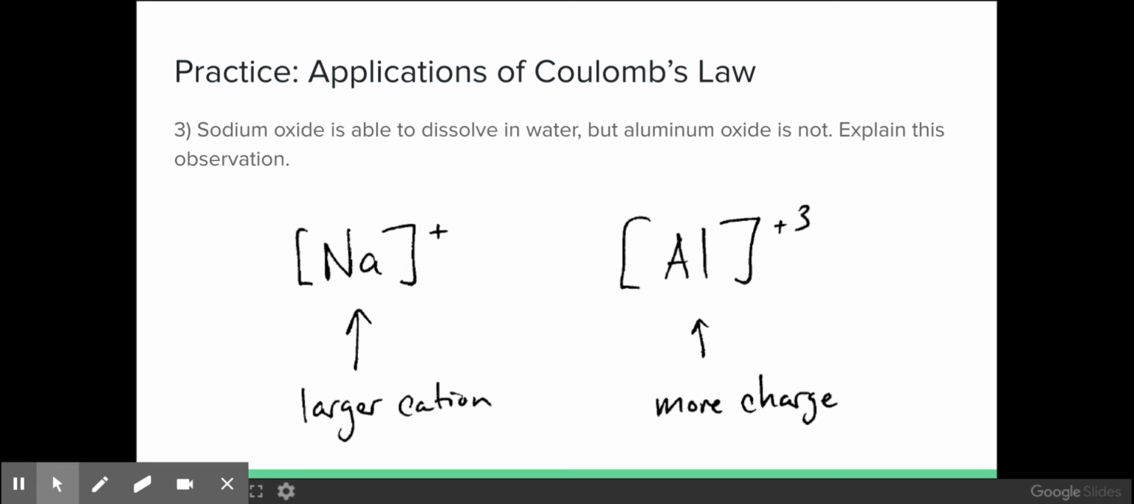When we look at the ability of a substance to dissolve in water, water is polar, and it has the ability to disrupt a crystal lattice. It would make sense that aluminum oxide has a harder time dissolving in water. Water has a hard time taking the crystal lattice apart because aluminum has a +3 charge compared to the +1 charge of sodium, and therefore I would expect that when aluminum is ionically bound to oxygen, it would have a greater force of attraction because of the greater magnitude of its charge.